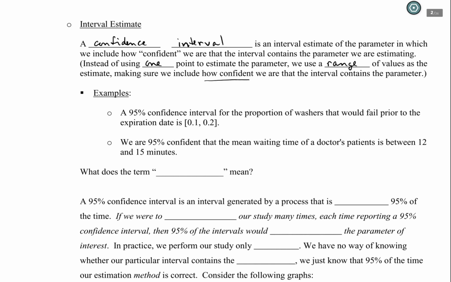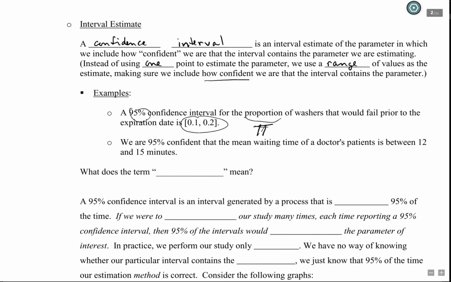So here's some examples, playing off the previous examples. Suppose we have a 95% confidence interval that the proportion of washers that would fail prior to the expiration date is 10% to 20%. So here's our interval. We think that pi lies in here, and we are 95% confident that pi lies in there. This is a pi, by the way. Example 2, we're 95% confident that the mean waiting time, mu, is between 12 and 15 minutes.